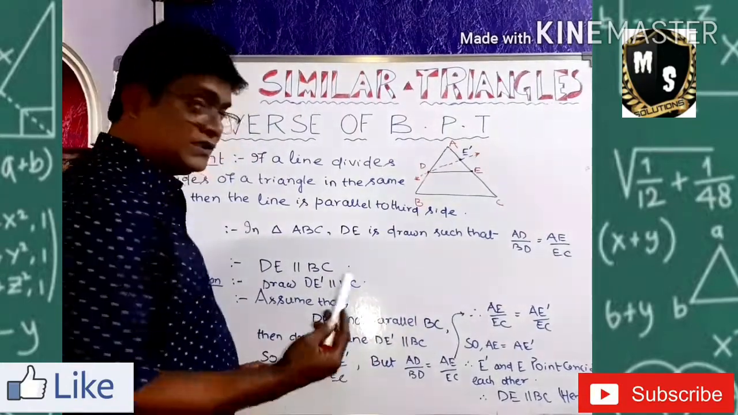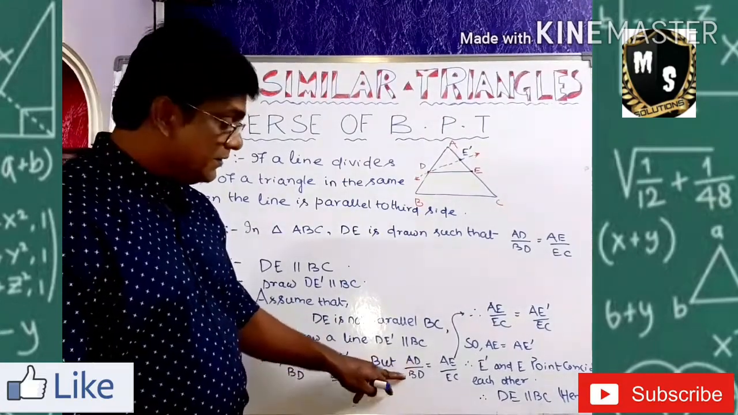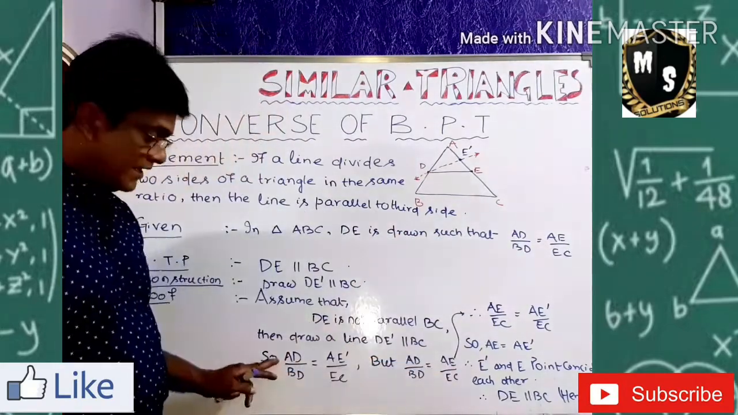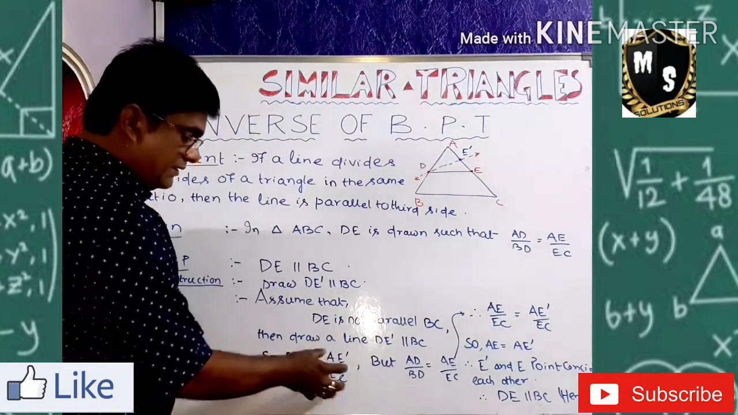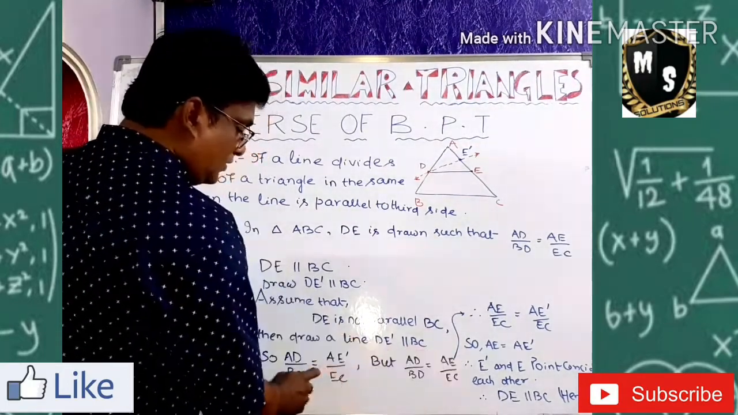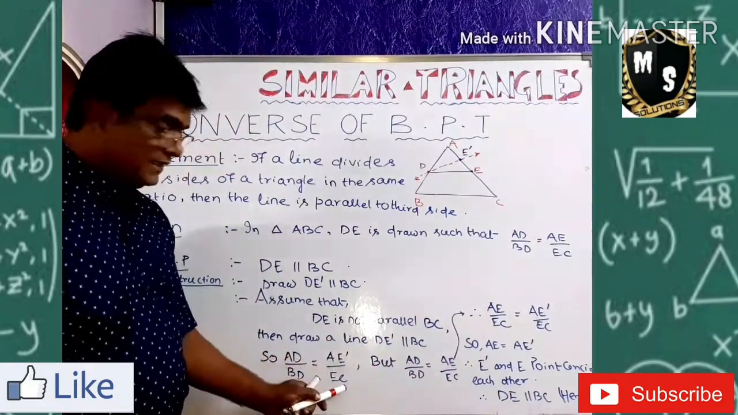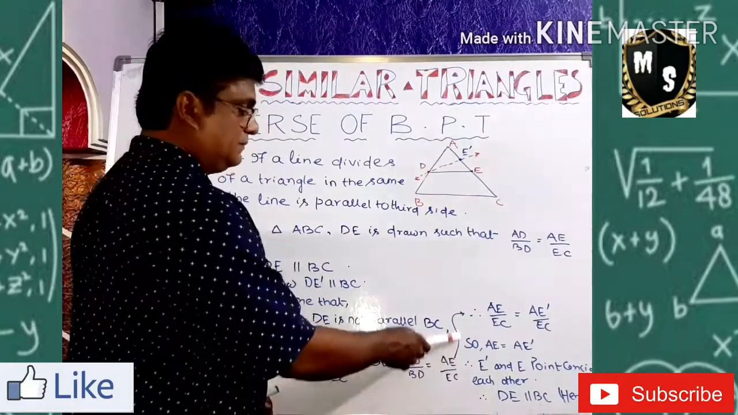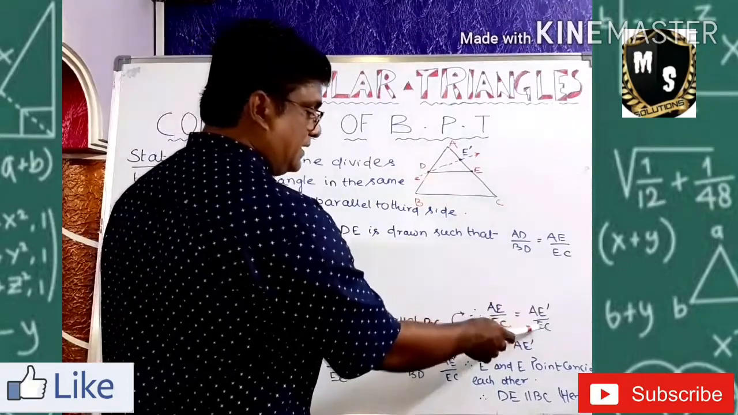Very simple to understand. AD by BD, which I wrote here, is in the given. What is given? AE by EC. Now what came? AD by BD, AE dash by E dash C. So look, AD by BD is this one, and the same AD by BD is AE by EC. So these two are equal. Which two? AE dash by E dash C must be equal to AE by EC.